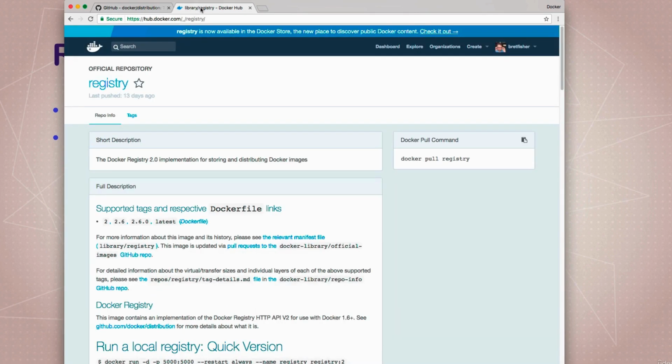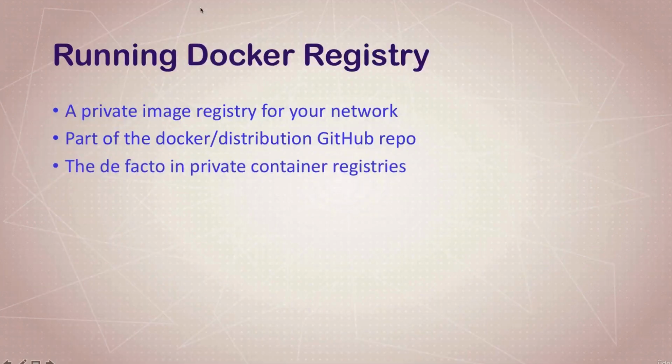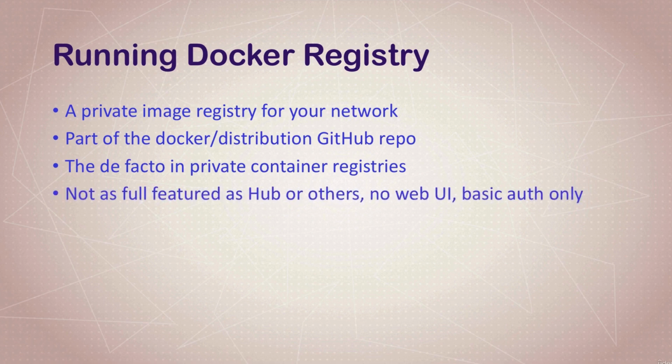And Docker has a pre-built official image for registry, so it's as simple as docker pull registry. And I would say that it's pretty much the de facto back-end registry for storing your containers privately. Now, it is pretty bare bones. There's no web GUI. It's definitely not like a Docker Hub or other third-party service. And out of the box, it does support certificates and basic authentication, but they're not enabled by default.